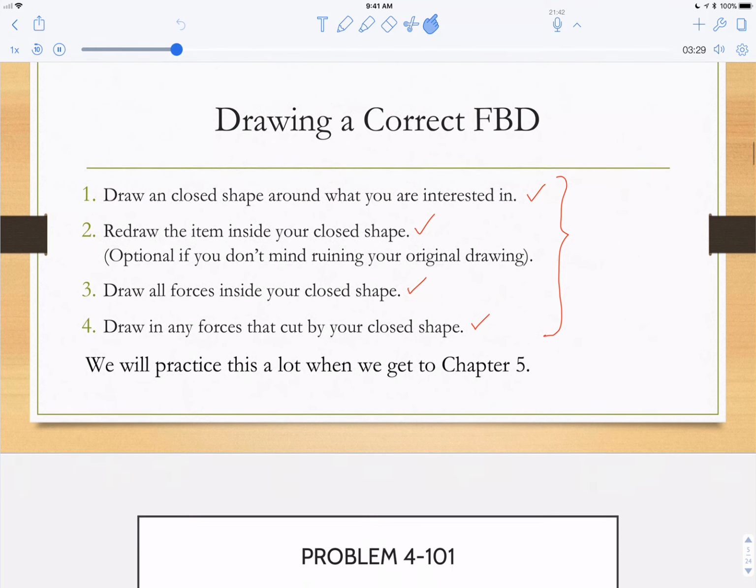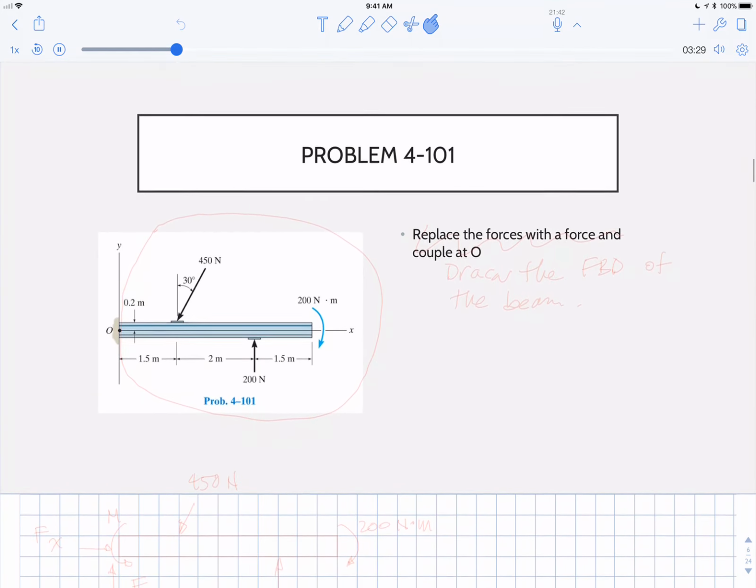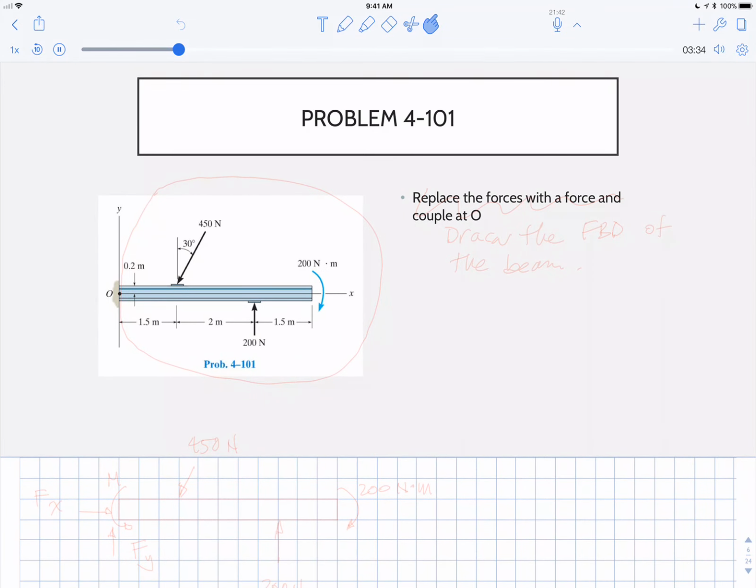Let's do an example. Okay, here we have problem 4-101 that we did before. Rather than just do a reenactment of that solution, let's change this problem to just draw the FBD of the beam. Okay, step 1, draw our shape. I'm going to do that. Okay, that's step number 1.